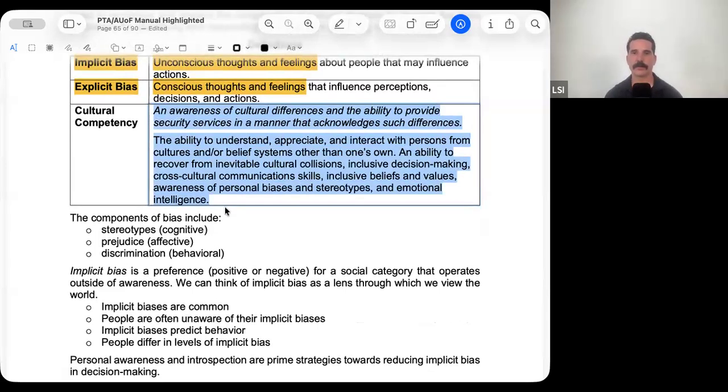An awareness of cultural differences and the ability to provide security services in a manner that acknowledges such differences. The ability to understand, appreciate, and interact with persons from cultures and/or belief systems other than one's own. An ability to recover from inevitable cultural collisions, inclusive decision-making. Cross-cultural communication skills, inclusive beliefs and values. Awareness of personal biases and stereotypes, and emotional intelligence.